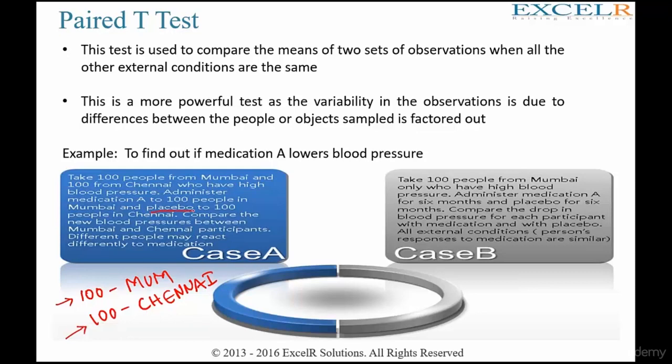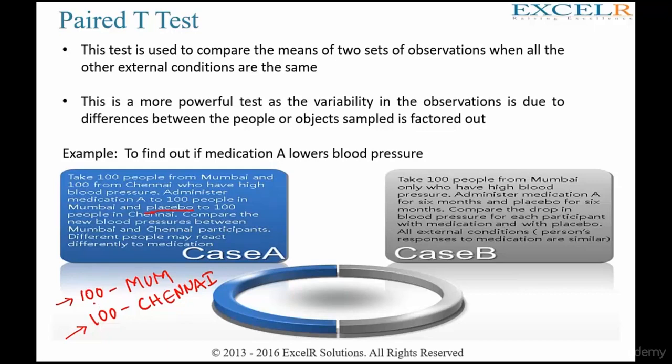What is placebo? Placebo is psychological medicine. If you go to the doctor and say, hey, I have too much flu, cold, right? Then the doctor also knows for a fact that within 7 days, there won't be any cold. The virus would die down. But just to give you that psychological strength, the doctor would give you some medicine, which really doesn't have any significant impact, basically, right? But still you get the psychological strength that, yeah, there is something going on, I'll get well, right? That's called a placebo. So we need to compare the new blood pressures between Mumbai and Chennai participants.